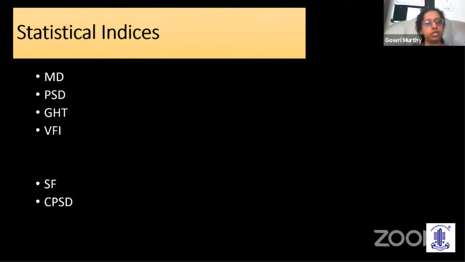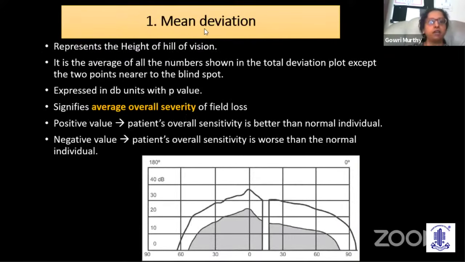The short-term fluctuation and CPSD used to be shown for the full threshold testing, and they are not shown for the SITA standard or the SITA fast testing. So each one of these will look at mean deviation. It represents the height of the hill of vision. It is the average of the overall severity of the visual field loss.